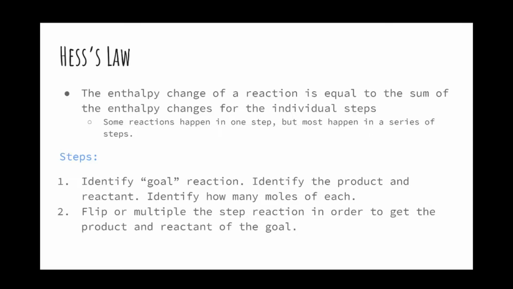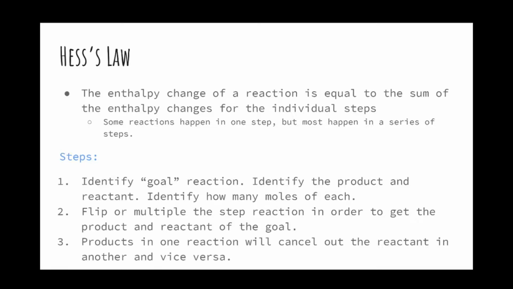Once we've done that, we're going to be looking at our different step reactions. And what we're going to do is either flip a reaction or multiply the reaction in order to get the same product and reactants of the goal reaction. Once we have that, the products in one reaction will cancel out the reactants in another and vice versa, and then we can add up our energies.